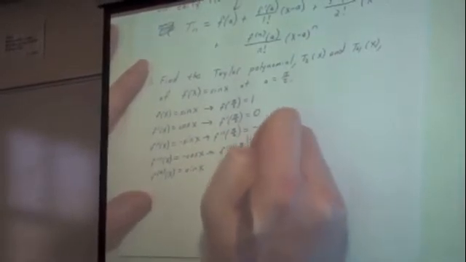F double prime of pi over 2. You'd say, well, that's the negative of the sine of pi over 2. So the sine of pi over 2 is 1. It's going to be negative 1. Beautiful. F triple prime of pi over 2. Say, well, that's the negative of the cosine of pi over 2, back to 0. And then my last one, the fourth derivative, takes me back to 1. So I can say, okay, completed the cycle: 1, 0, negative 1, 0, 1.